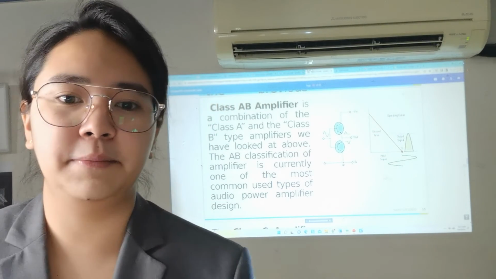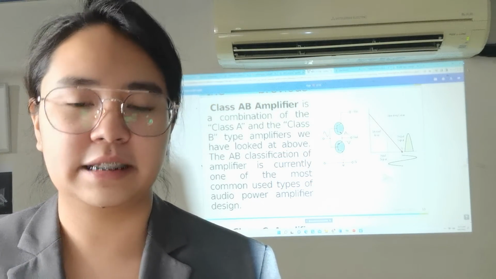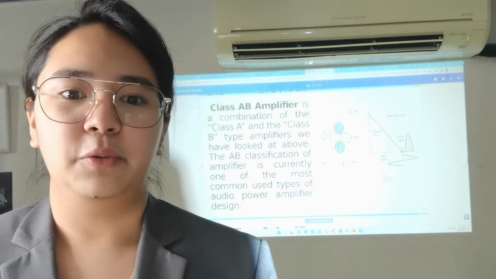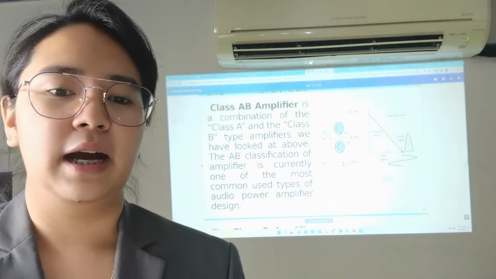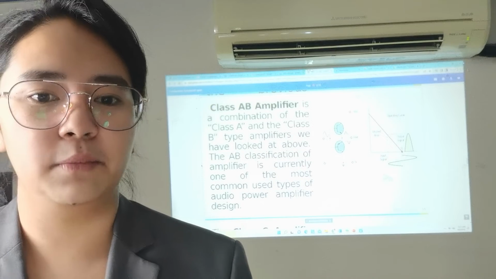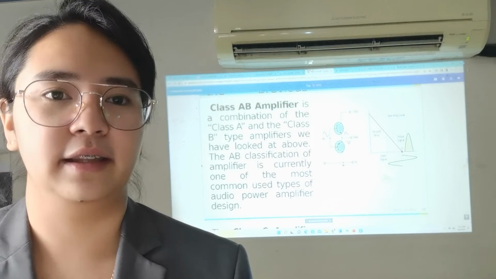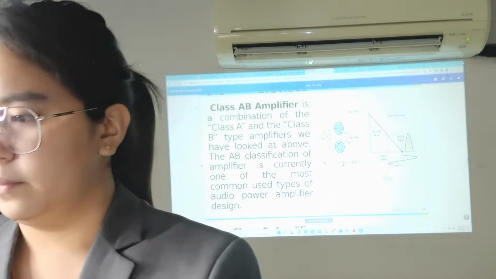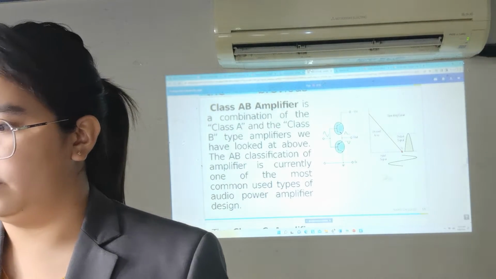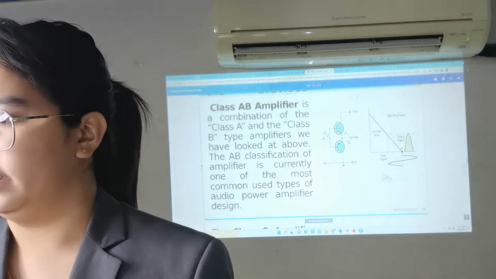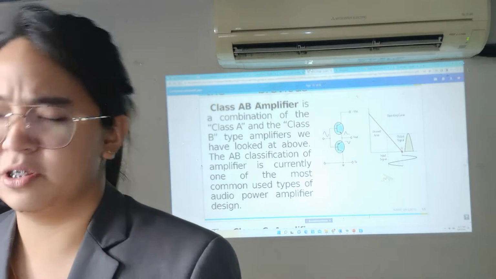Class AB amplifiers are a combination of the class A and class B type amplifiers, as we have looked at above. The AB classification is currently one of the most common types of audio power amplifier design. Shown here are VCC, VOUT, the operating curve, unused area, output signal, and input signal.